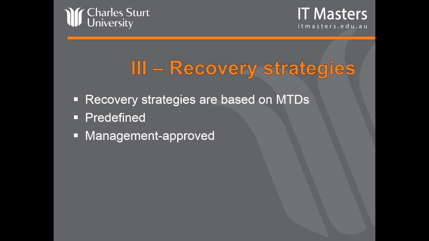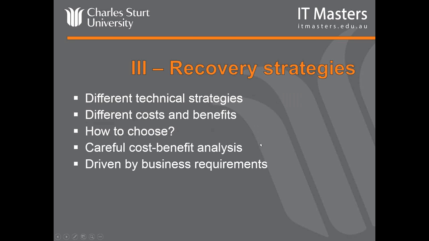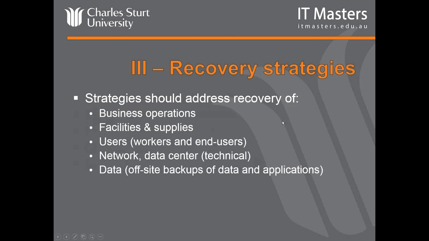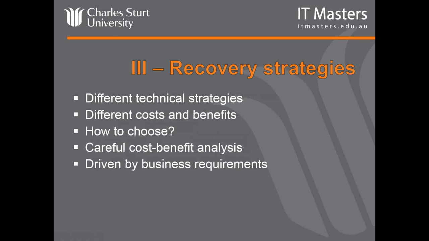So maybe we have a key critical area where we're looking at, well, we start really hemorrhaging money after 6 hours, but we're out of business after 12. Then 6 hours would be our MTD, our MAO would be 12, that sort of thing. So, management approval, always important. Different strategies, important. Remember, different things are involved with all this. So, different technical strategies, different cost benefits, and we choose based on cost benefit analysis. It's really coming down to financial once again, and driven by business and management requirements and needs.